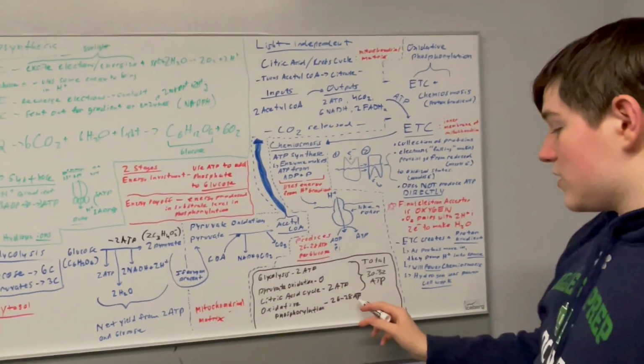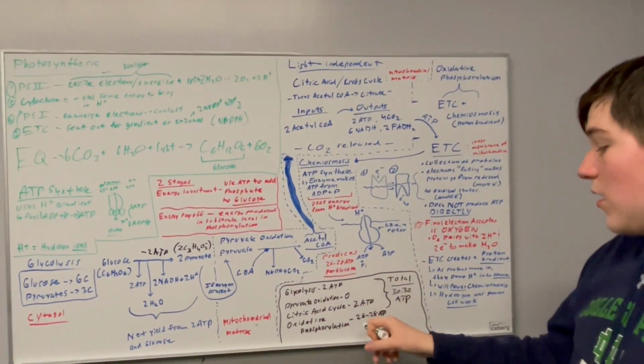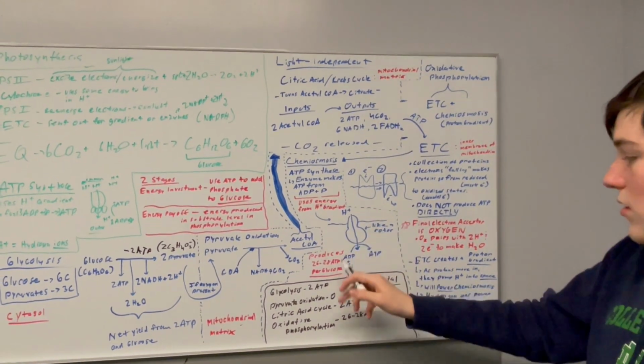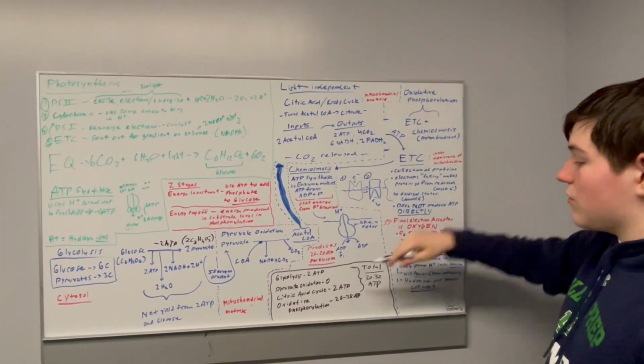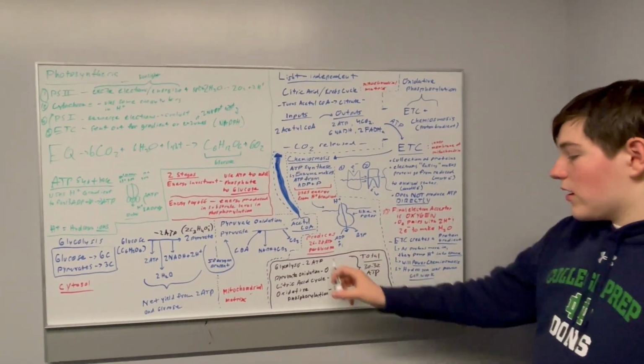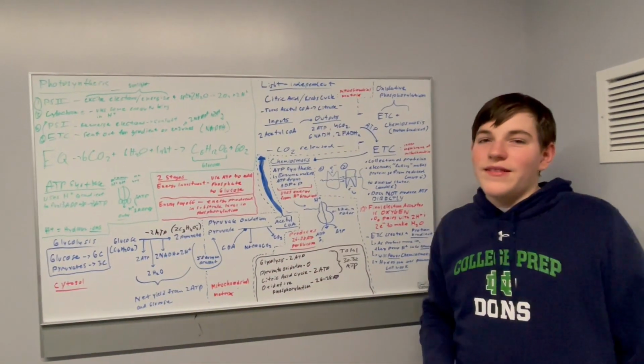You should know 26 to 28. And this is all 26 to 28 per glucose. So every time a glucose enters in, the oxidative phosphorylation will produce 26 to 28 ATP per glucose. And we add them all up, 30 to 32. So that concludes this very long unit.